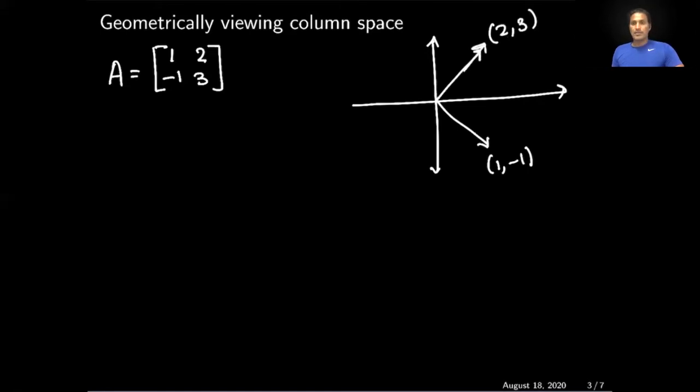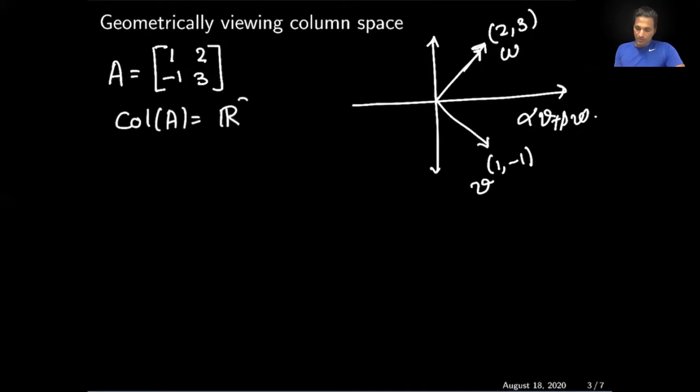Then as you can see, this vector V and this vector W are not parallel. So if I take the linear combination alpha times V plus beta times W, they are going to generate the whole R2 space. So you can say the column space of the matrix A in this case is the whole space R2.